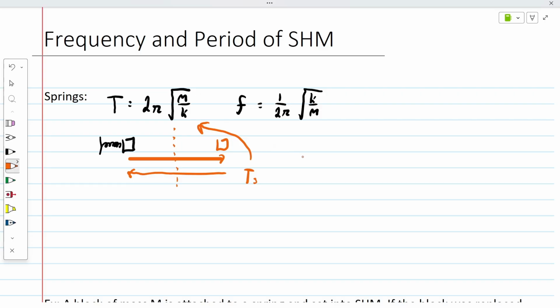And we know that frequency is just 1 over the period. So if we wanted to find the frequency, we would just do 1 over T, and so if we plugged in this equation, we would get this for frequency.